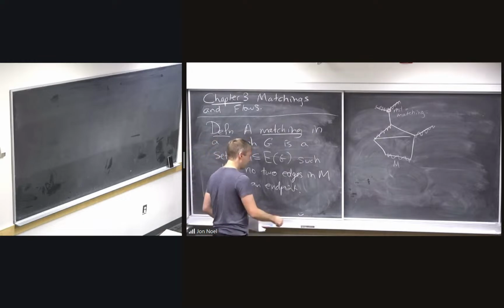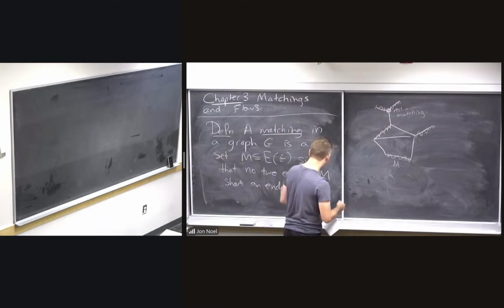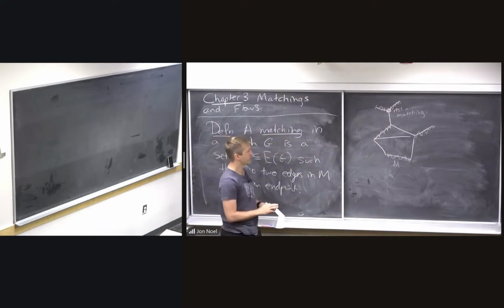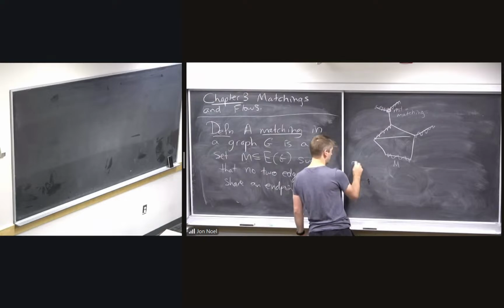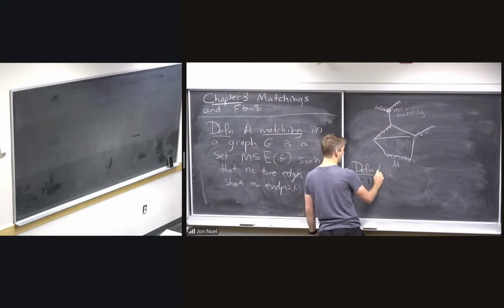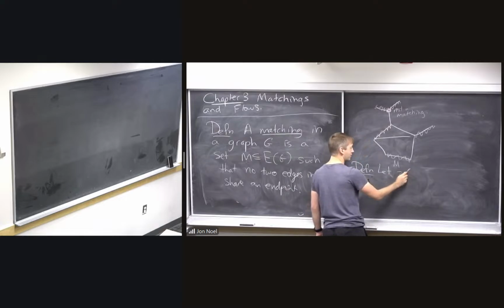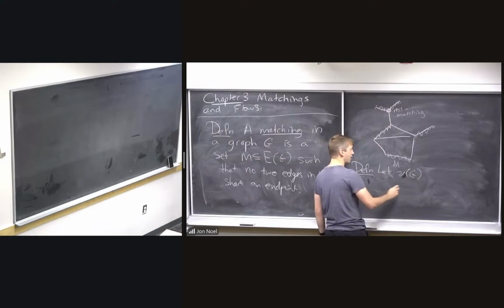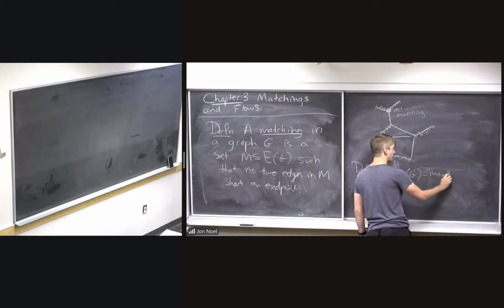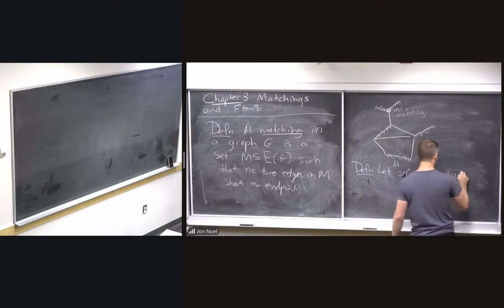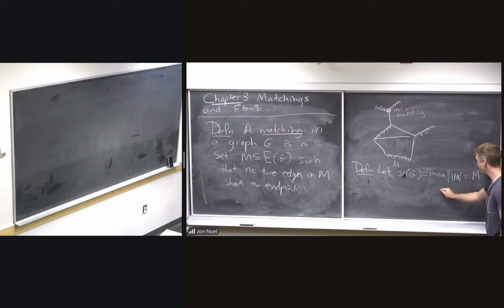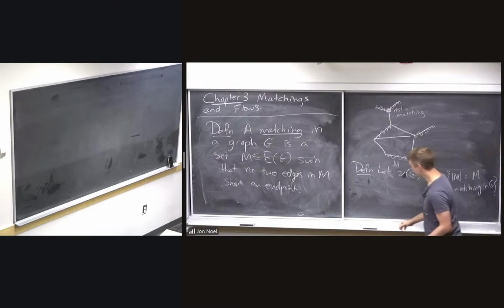Okay, so usually with matchings, we're interested in finding the biggest matching. So, definition: let nu of G be the maximum cardinality of a matching. So it's the maximum of the cardinality of M, such that M is a matching in G. Nu looks kind of like a curly v, right?